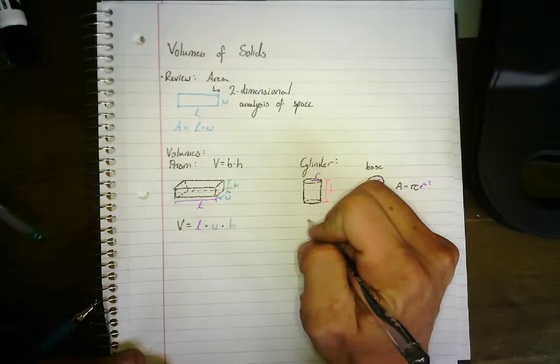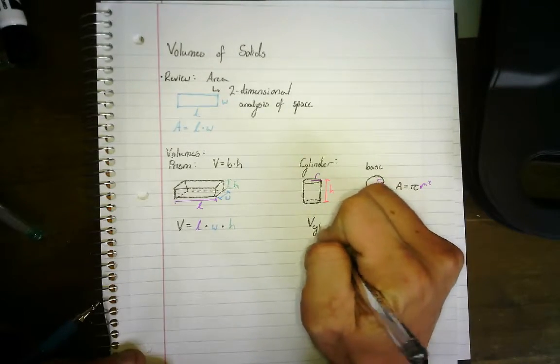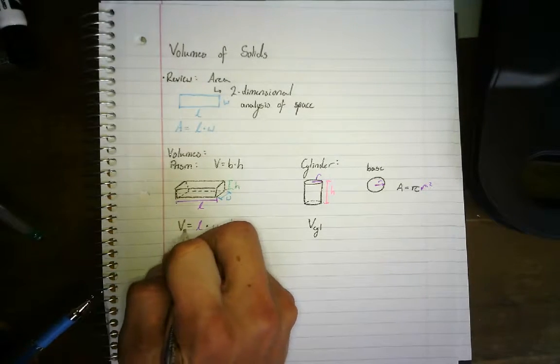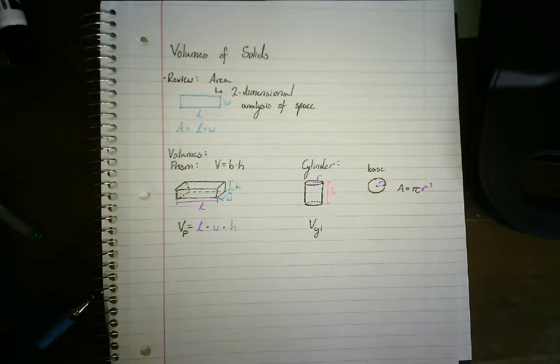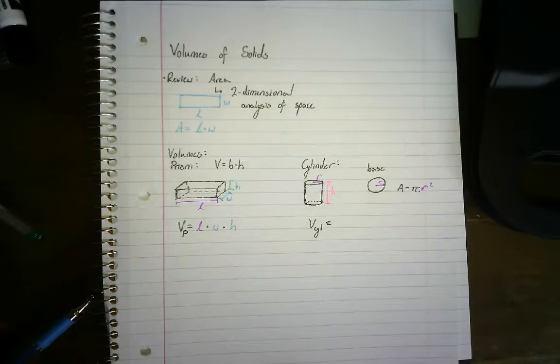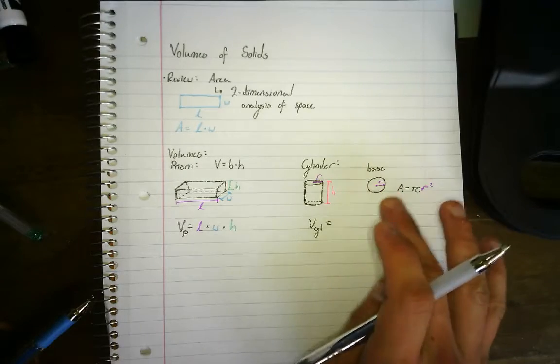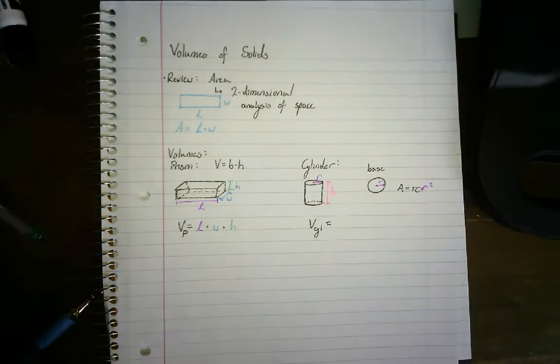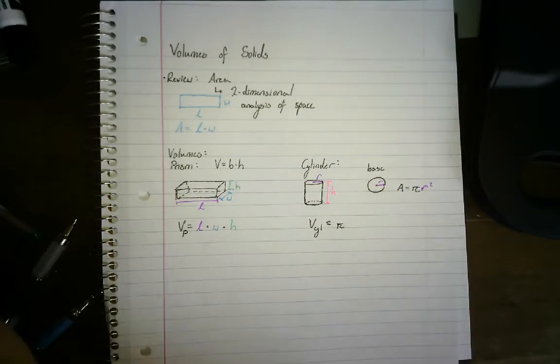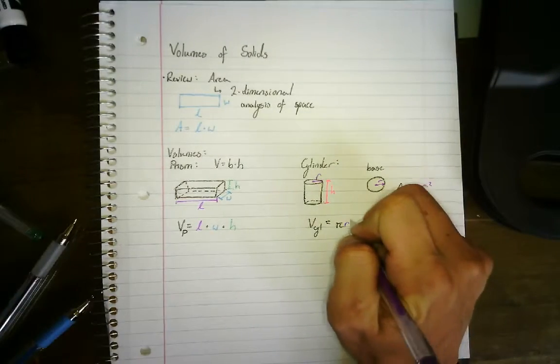So the volume for a cylinder, and they call it V-cyl just so that we can have it different from the volume of the prism, I'll even make that V-P. The volume of our cylinder is actually going to be the area of the base times the height. So it's going to be pi r squared times height.